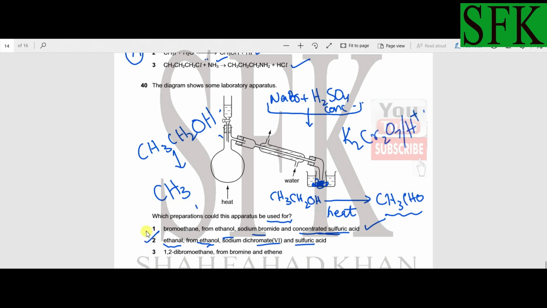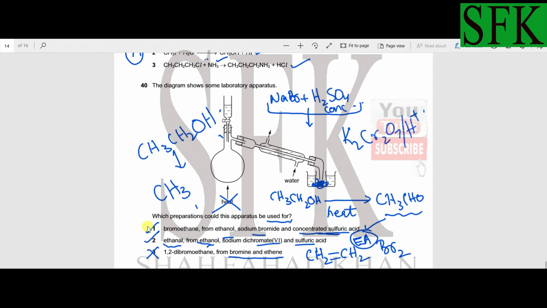What about three? The third one says that 1,2-dibromoethane from bromine and ethene. Actually, bromine and ethene, this is a kind of a direct reaction. Ethene is an alkene, and bromine will react with it. This is an electrophilic addition reaction, and electrophilic addition reactions do not require heat. They occur spontaneously in the dark. Okay, they'll occur quickly. They won't require any heat. So three is not correct.